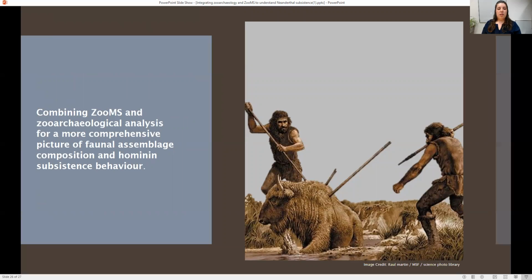We've seen here with these two case studies that integrating complementary datasets from the archaeological and ZooMS-based analyses in a systematic manner provides a more accurate picture of species proportion and highlights variation in the intensity and treatment of different prey sizes.